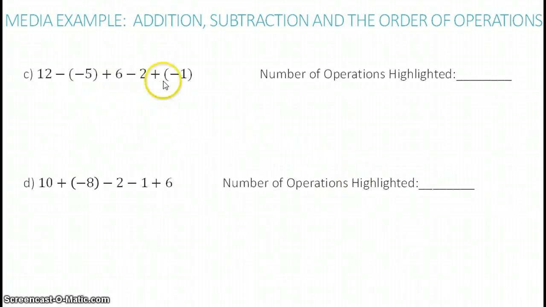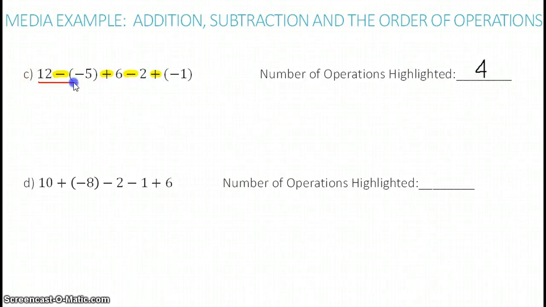Now this has a lot of operations. It also has some negative numbers, so we're going to need to be careful that we don't confuse the negative numbers with the operations. So let's highlight the operations. 12 minus, this is a negative 5, so that's not an operation, that's the sign of a number, plus 6 minus 2 plus negative 1, so that's the sign of a number. So we have 1, 2, 3, 4 steps to perform, 4 operations. So we're going to move from left to right.